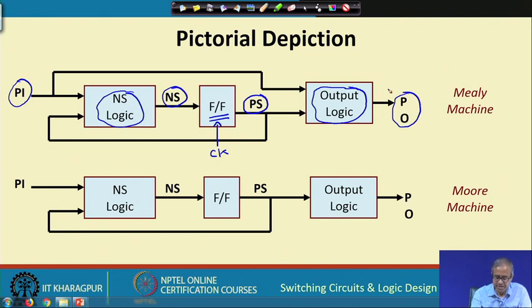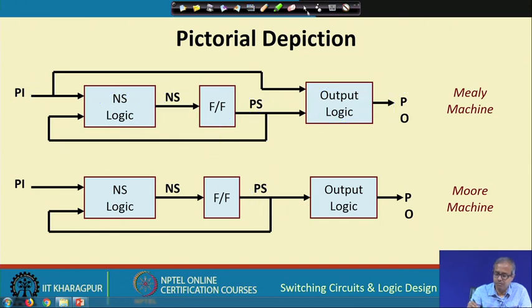For a Moore machine, the first part is the same, but the output logic takes only one input, the PS. It does not take PI as the other input. Okay? The output depends only on the present state. This is how you distinguish between these two types of machines.